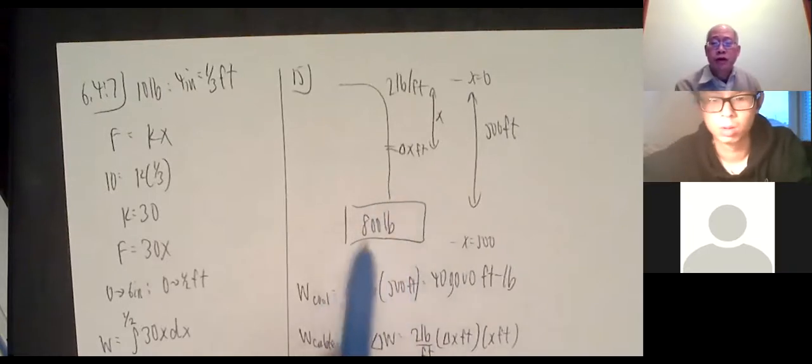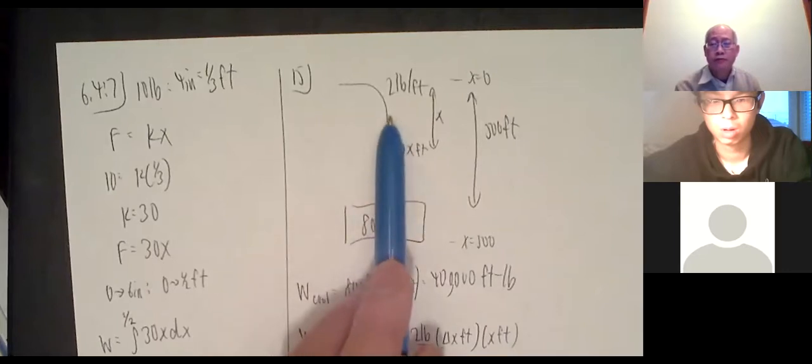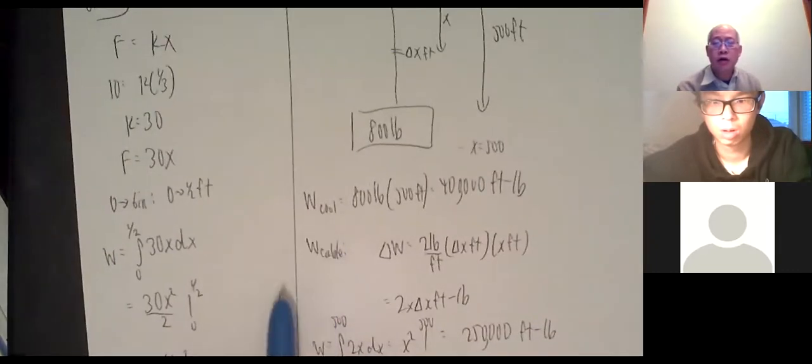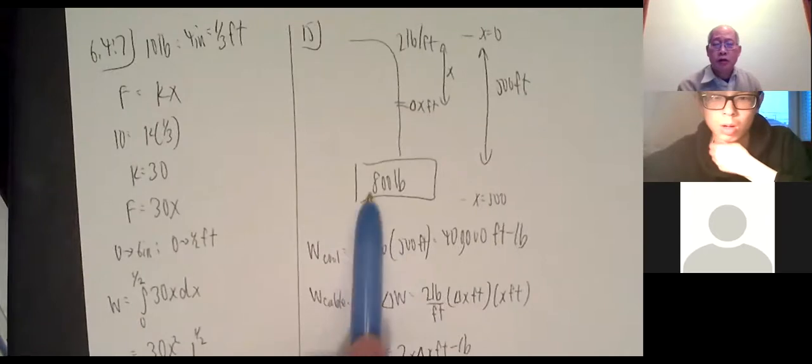I'm going to split this into two parts, two problems. There's a certain amount of work for the coal, 800 pounds, and then there's a certain amount of work for the cable. So I put W for work for coal, C-O-A-L, and work for the cable. I have to bring the cable up, and I have to bring the coal up.